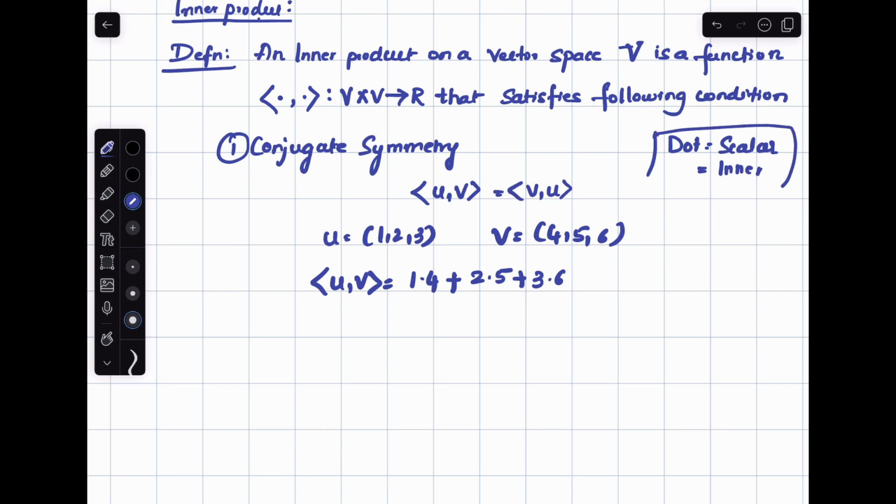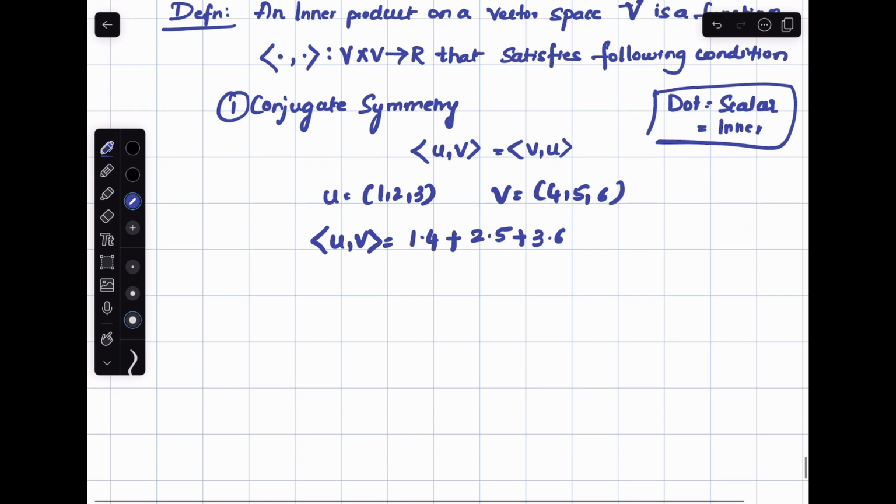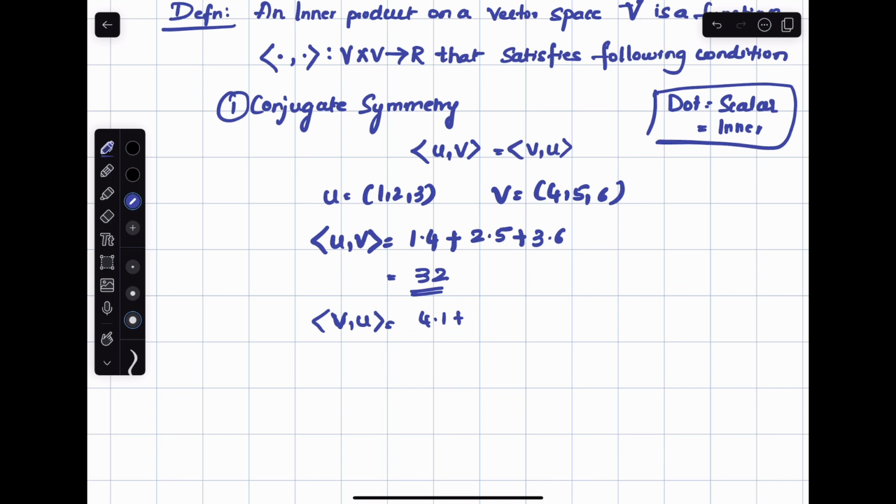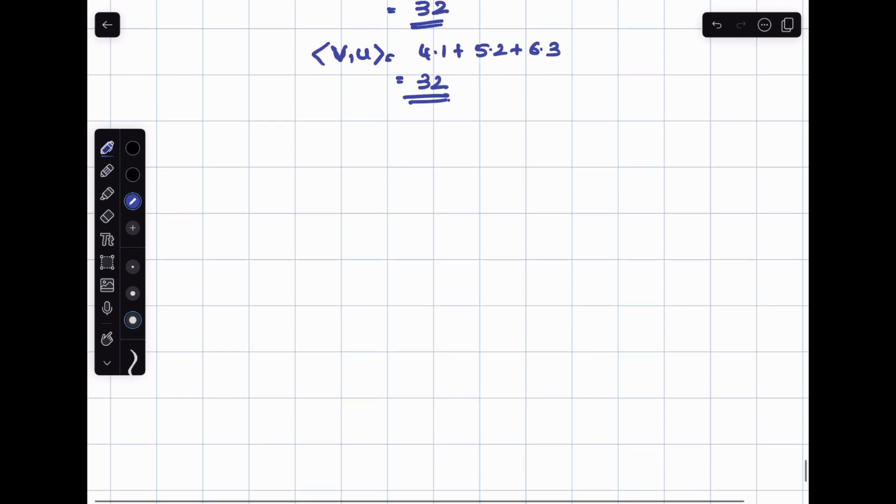Yes, inner product. Now what is the answer? If we remember, the answer was 32 in the previous video. If you have seen the previous video on the dot product, it was 32. Similarly for u into v in the inner product it is also 32. Now what is v into u? V into u is nothing but 4 into 1 plus 5 into 2 plus 6 into 3, which is again equal to 32. So therefore I can say that conjugate symmetry holds under the inner product.